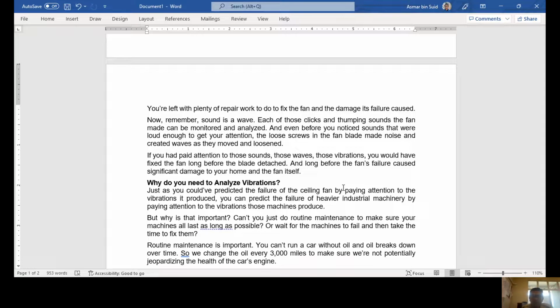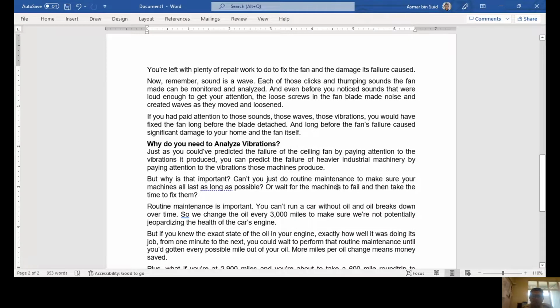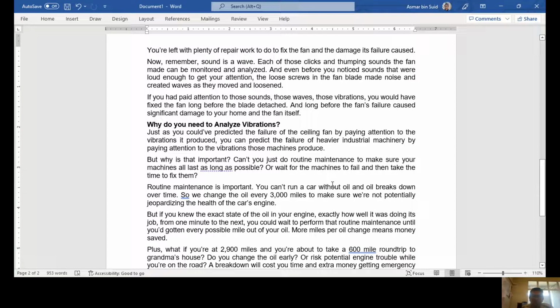So it goes the same for all the equipment in the industry. Why do you need to analyze the vibration? As said before, just as you can predict the failure of a ceiling fan by paying attention to the vibration it produced earlier, you can predict the failure of heavier industrial machinery by paying attention to the vibration those machines produce, especially machines that have been running for quite some time.